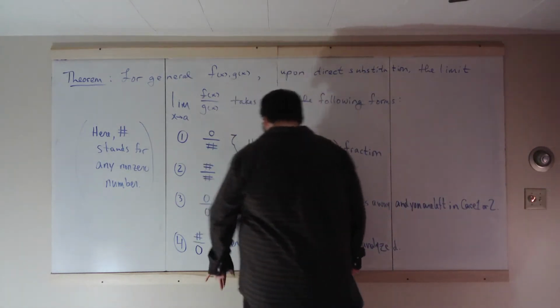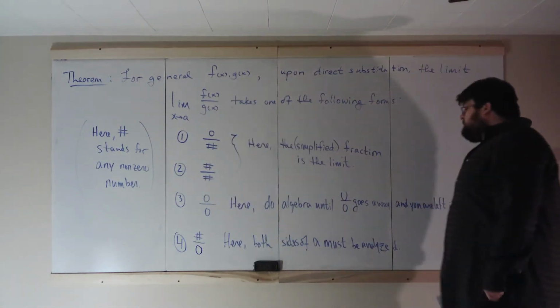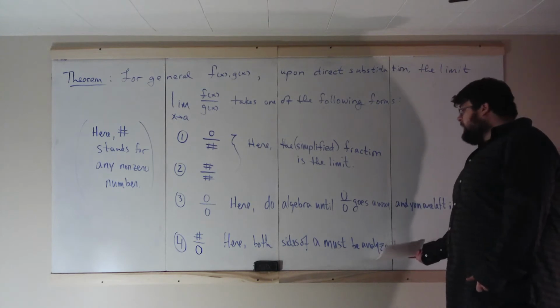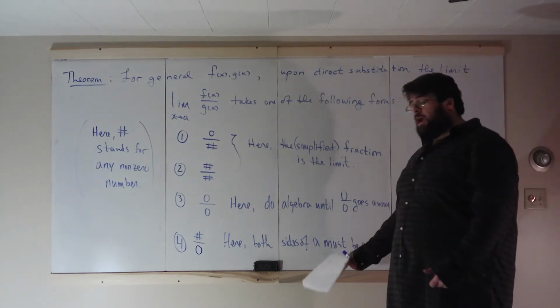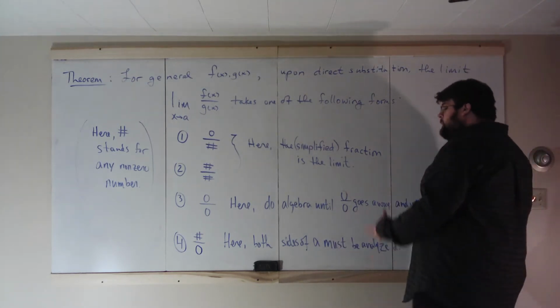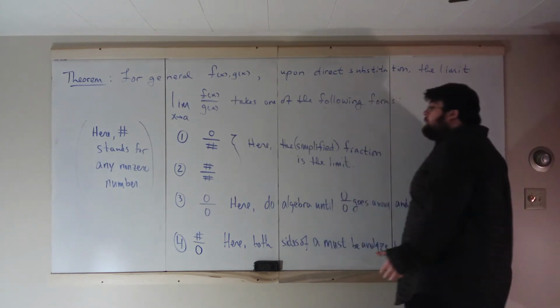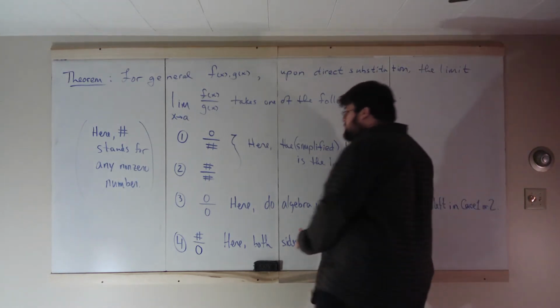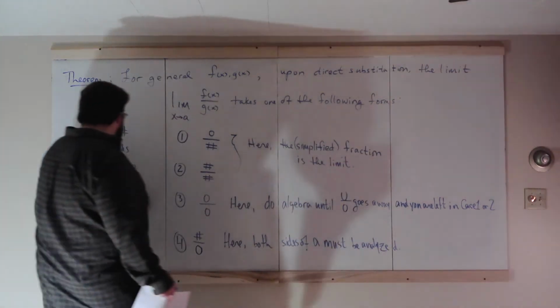Here, if you get a number over 0, what you'll do is analyze both sides of a. So we'll look at the limit on the left of a and the limit on the right of a, and we will interpret it from there. So let's look at some examples of all 4 of these cases.